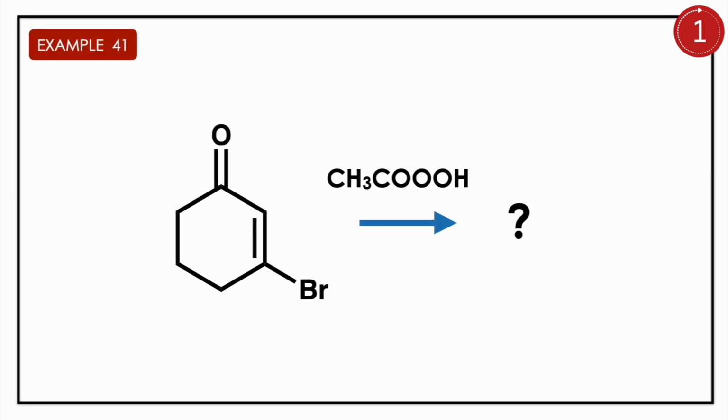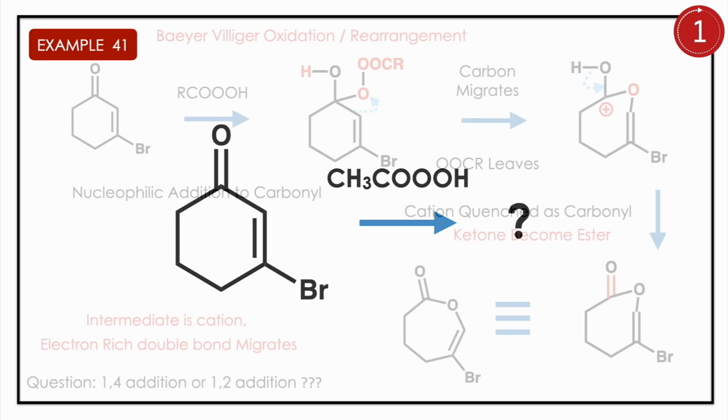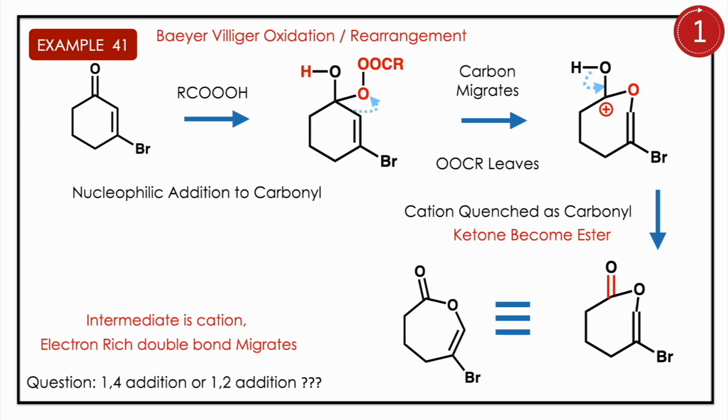Then the next example: here you have cyclohexenone, with bromine in the third position and an alkene in the second position, that is an alpha, beta unsaturated ketone. You are using a peracid. You should find what will be the final product. The starting material is an alpha, beta unsaturated ketone. The attacking species is a nucleophile. So the question is, given the confusion, whether the addition is 1,4 or 1,2 addition.